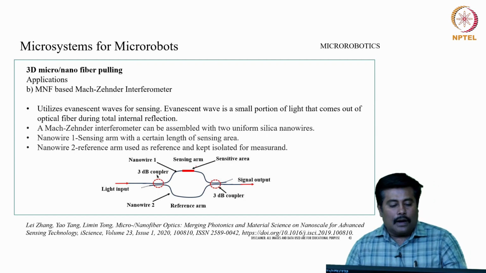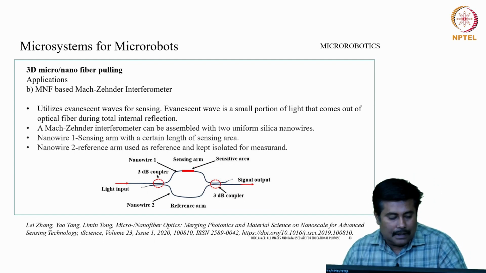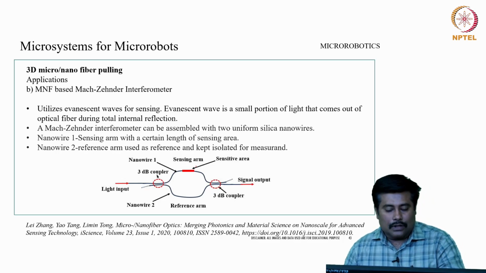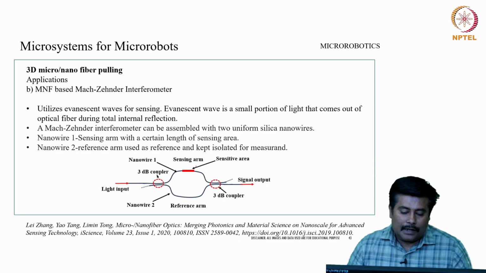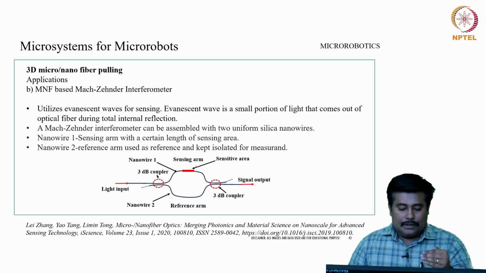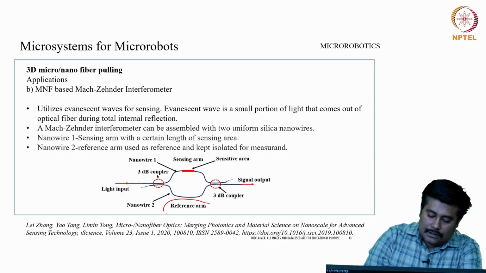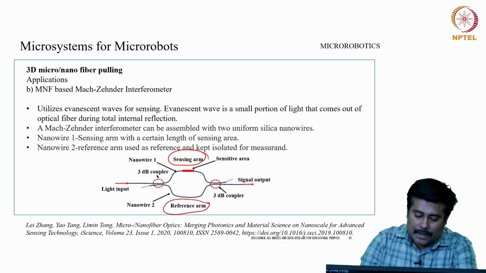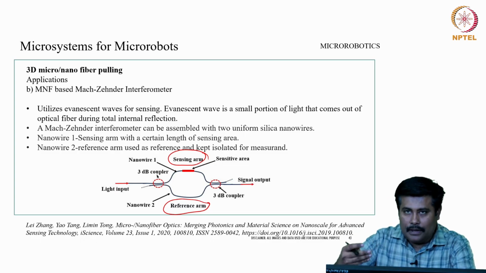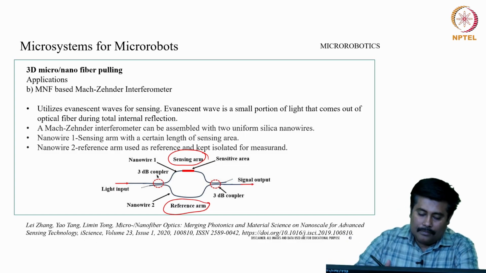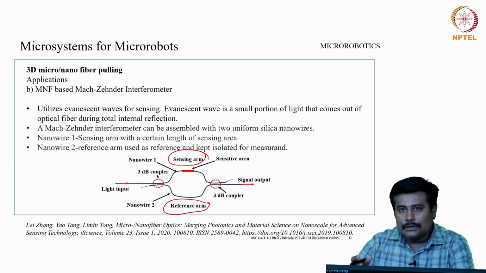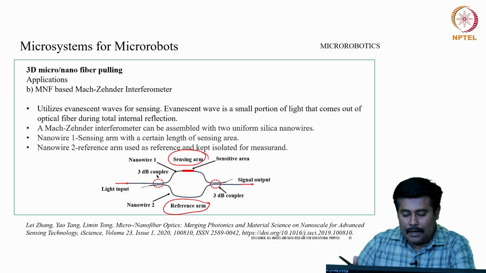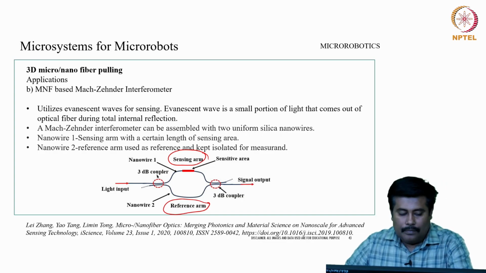In the case of nanowire 1, it is the sensing arm with a certain length of sensing area, and the nanowire 2 arm refers to the reference, which is kept isolated for measurement. So, this acts as a standard system and this acts as a sensing system. From the standard system we keep that as the calibration part, and from this calibration part we can sense how much deviation is exhibited over here, and using the sensitive area we can understand how sensitive the deployed system is.